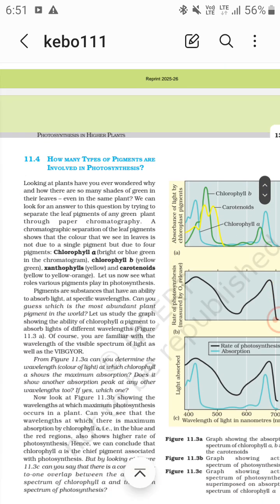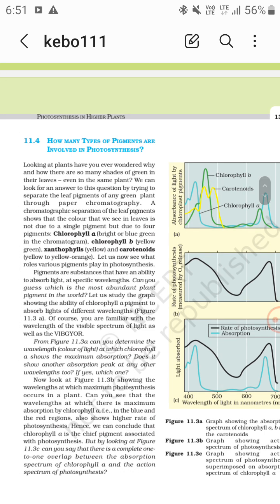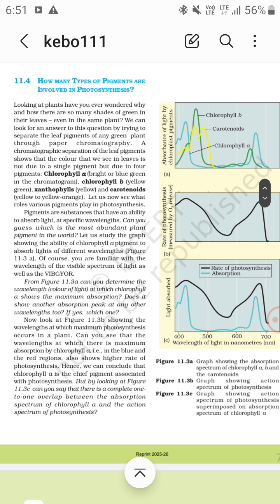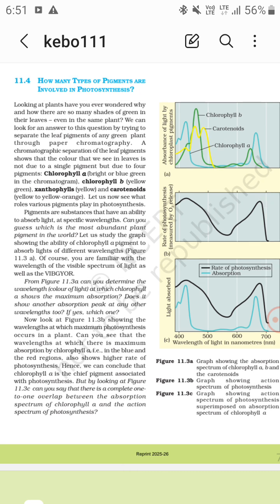Now you see how many types of pigments are involved in photosynthesis. The major pigments are chlorophylls. Chlorophyll a shows a bright or blue-green color in the chromatogram. Chlorophyll b is yellow to green. Then xanthophylls are yellow. Carotenoids are yellow to yellow-orange.